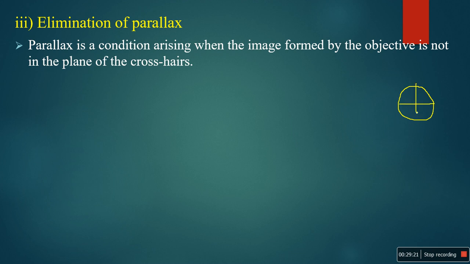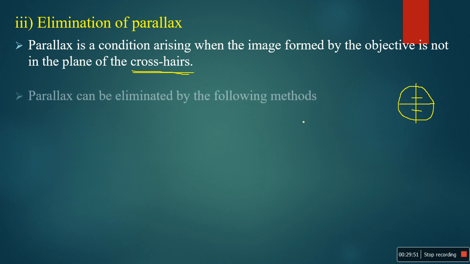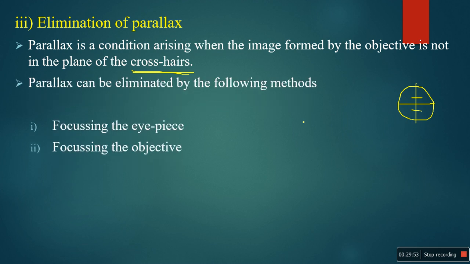There is one plus, and similarly at some distances there are small lines. These lines are called crosshairs in this instrument. Very thin lines are there. In the telescope these lines are called crosshairs. So the main objective of elimination of parallax is that we have to focus the eyepiece.